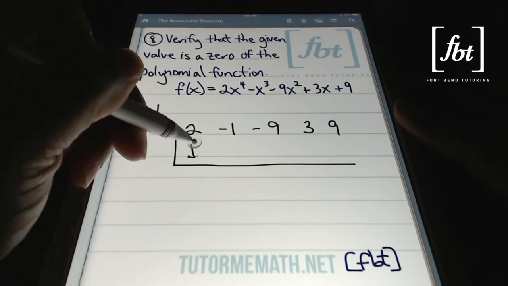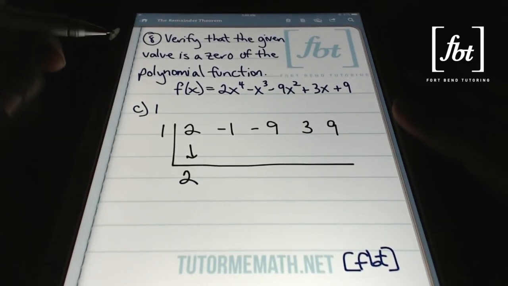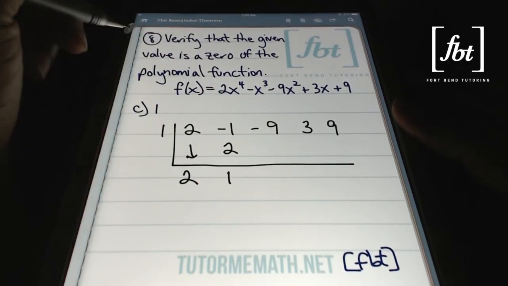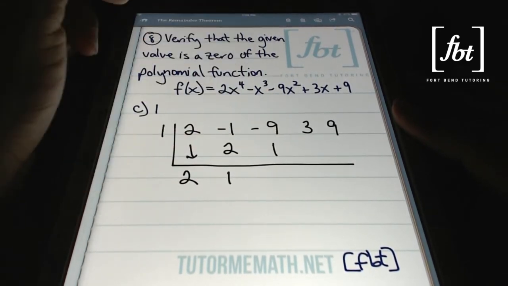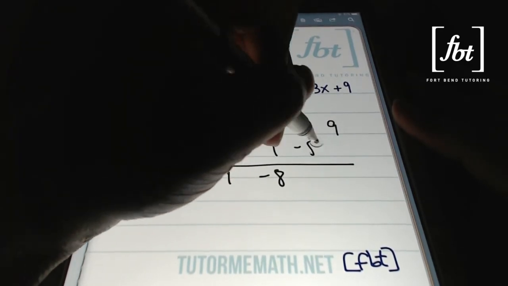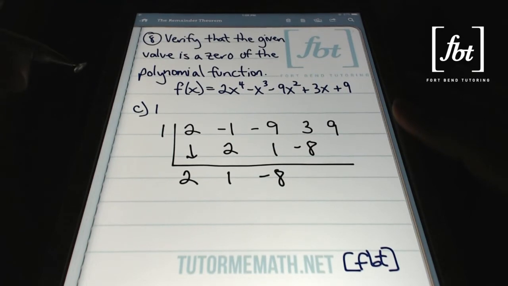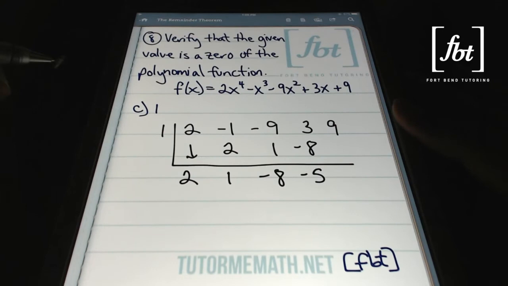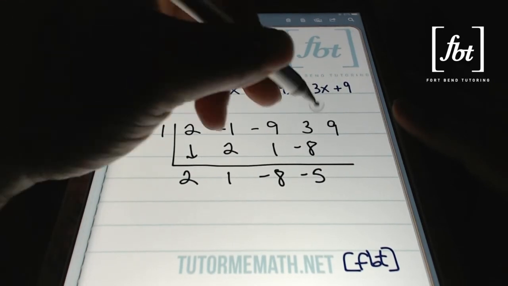We'll be bringing down the first value, which is 2. We know that 1 times 2 is going to give you 2. Negative 1 plus 2 is 1. 1 times 1 gives you 1. Negative 9 and 1 gives you negative 8. 1 times negative 8 is negative 8. And then combining 3 and negative 8, you end up with negative 5. All right. So then multiplying 1 times negative 5, you get negative 5.